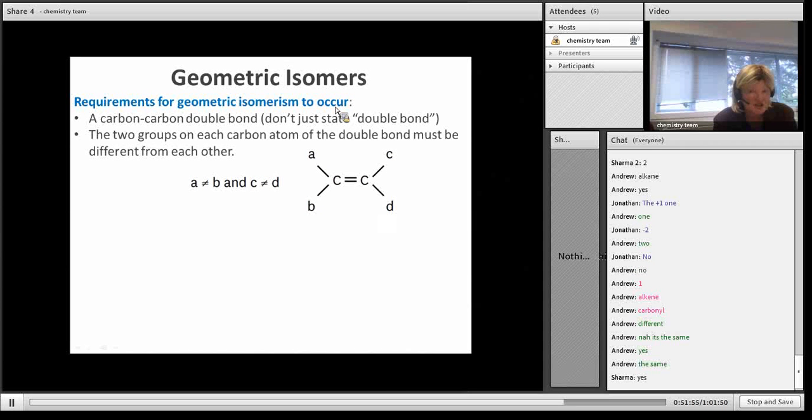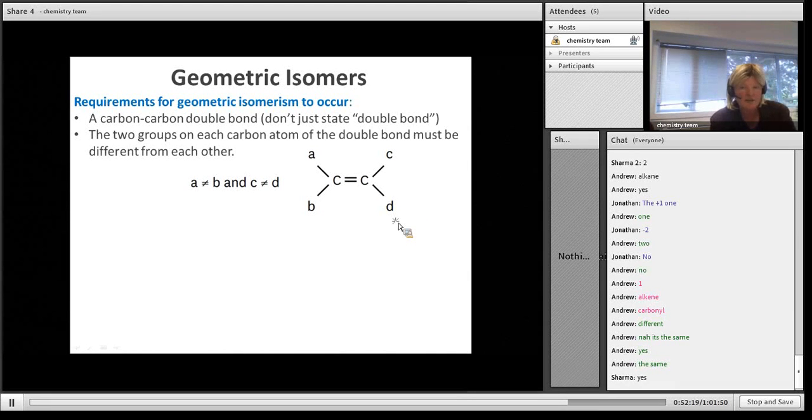And I strongly suggest in the exam, just write something like this out when you're trying to explain geometric isomerism. A diagram is worth 1,000 words, so it's much quicker doing it like this. I can have A equal to C, and I can have B equal to D, or B equal to C. That's not a problem, but A and B must be different, and C and D must be different.